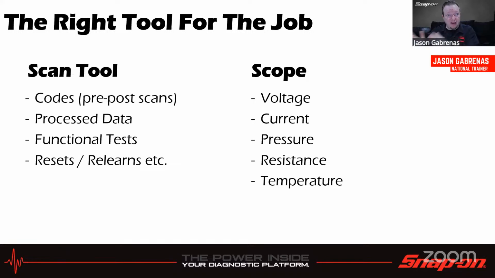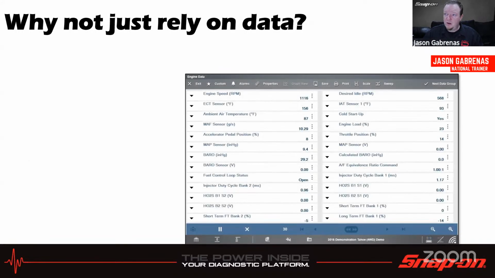So scan tool's out usually, scope is in usually. There can be occasions where I'm checking an output side of a computer with a scope, right? But for all intents and purposes, it's ins and outs. You might think, well, why don't I just rely on the data that's coming out of the scan tool, right? It's processed data, like I said. So it's only as good as its programming.